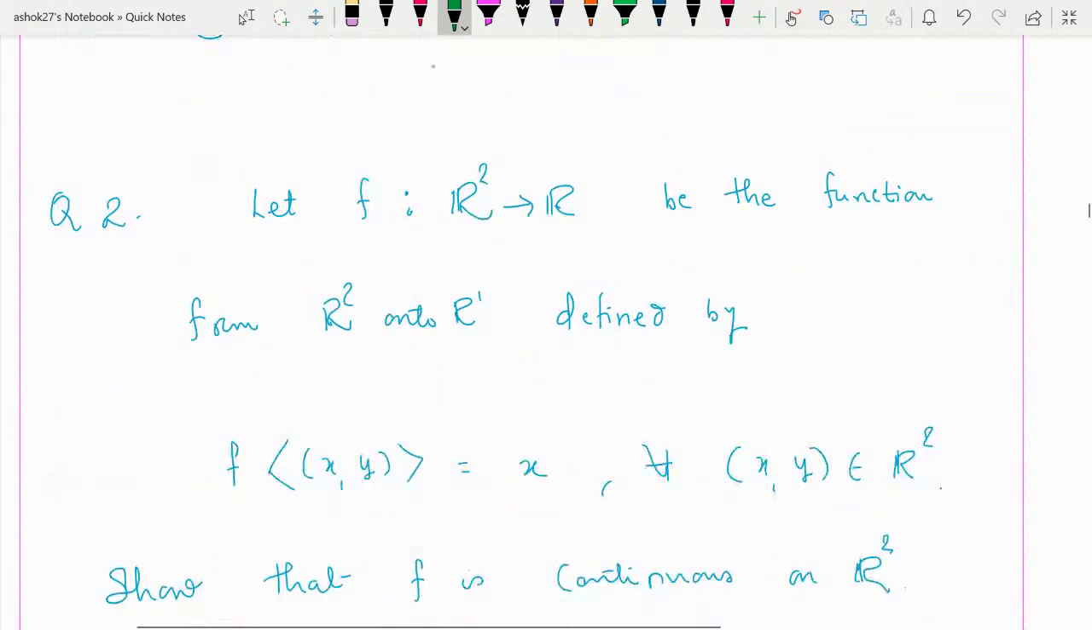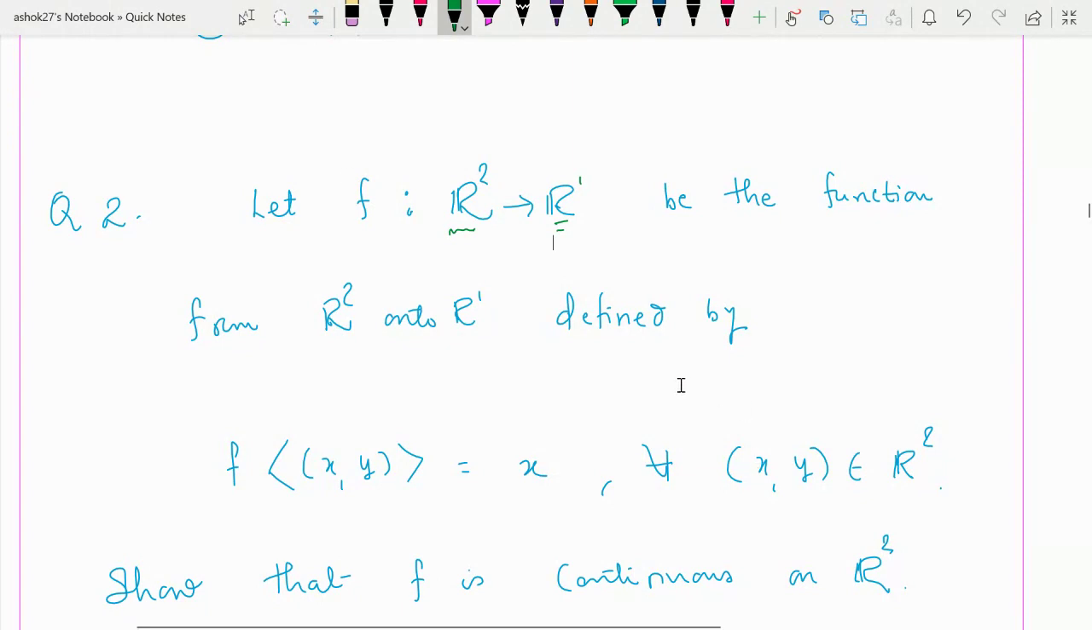So what is the second question? The second question is that, let f be a mapping from R square to R, a function from R square onto R1. What is R square? Euclidean 2-space. Already we have defined Euclidean n-space, and R means R1. So that will be a mapping from R square onto R1 defined by f of the ordered pair (x, y) is equal to x, where both x and y are elements of R. So the image of the ordered pair (x, y) is equal to x, the first component of this ordered pair, for all (x, y) belongs to R square. The question is to show that f is continuous on R square.